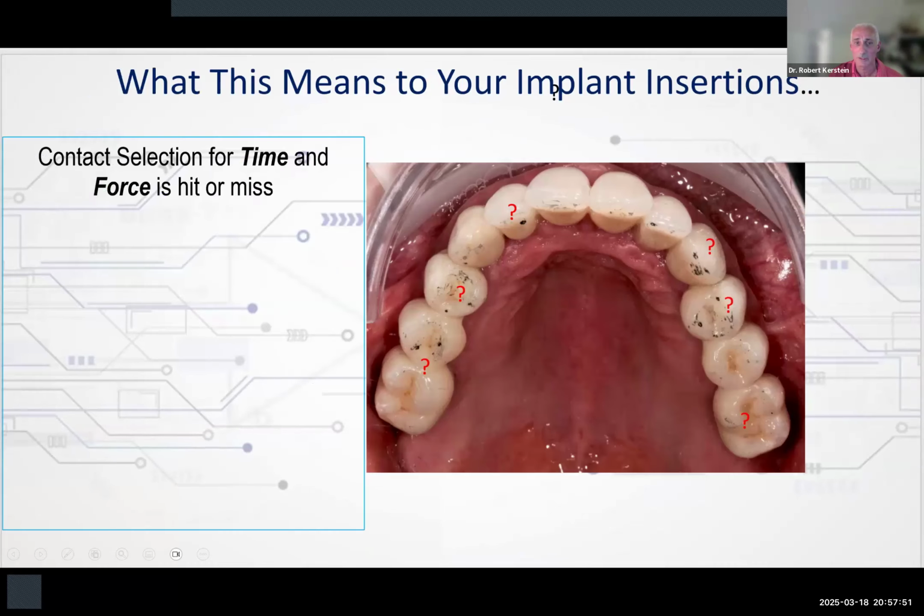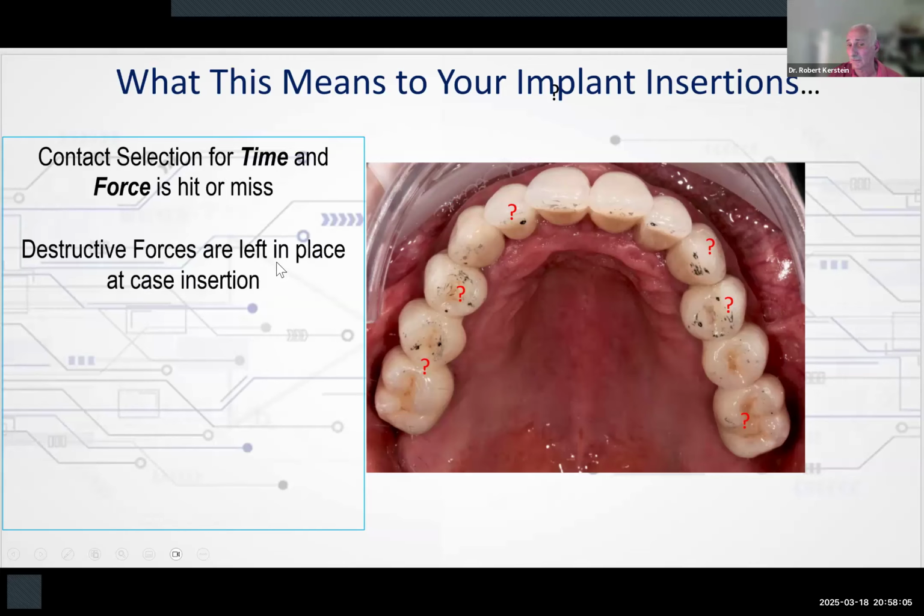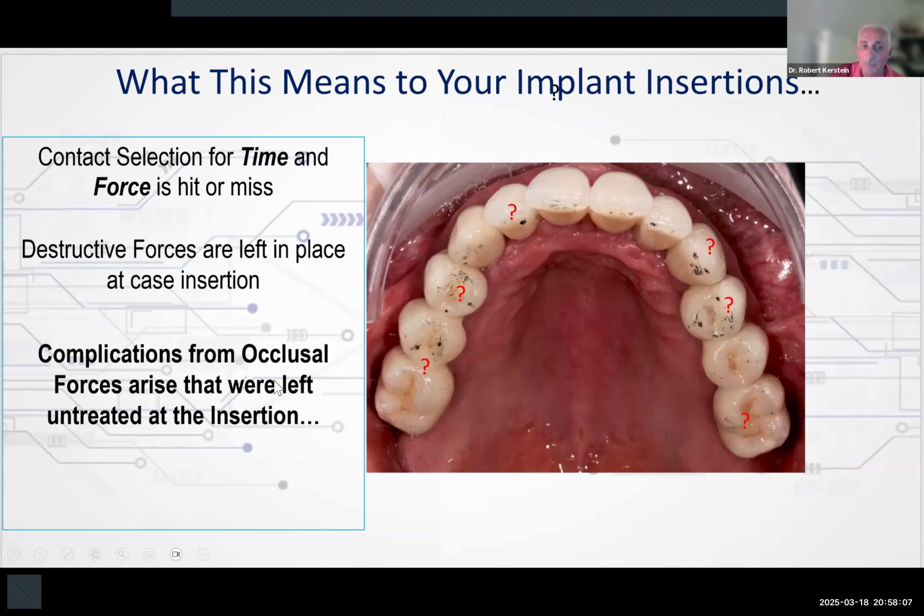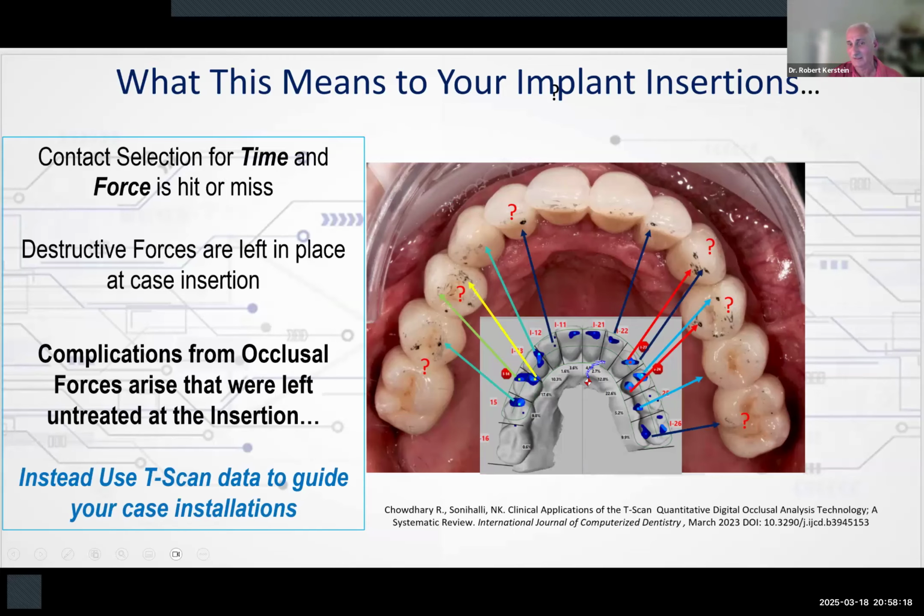A huge problem, right? So what does this all mean to your implant cases? It means that when you choose contacts by looking at them, time and force contact selection is going to be hit or miss. And that means destructive forces are left in place. And that means complications arise. That can be patients complaining about their bite and coming back many times. That can be pieces of porcelain chipping off. That can be screws coming loose, right? Instead, use data, right? And this is a really good example of how misleading the paper marks are.